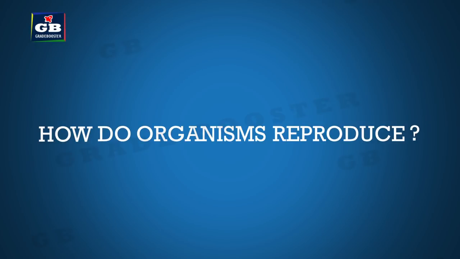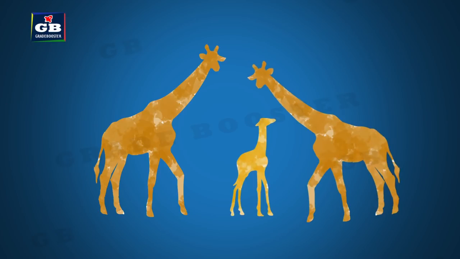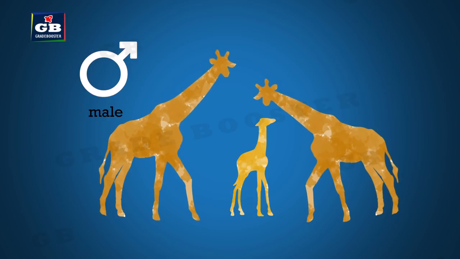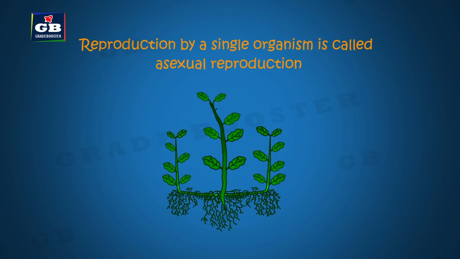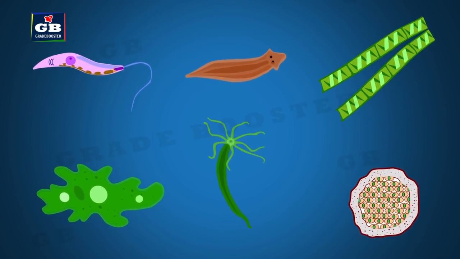How do organisms reproduce? Modes of reproduction. Generally, when we think of reproduction, we consider two organisms for the process, one male and one female. But in some cases, a single organism can reproduce without any pairing. This is called asexual reproduction. Different organisms show different modes of asexual reproduction.